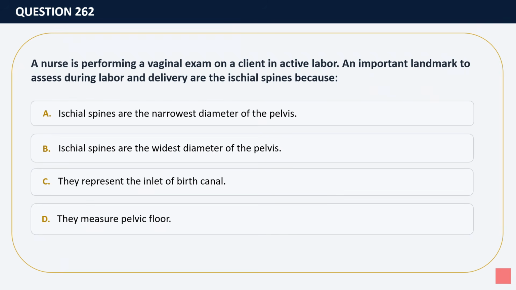Question 262. A nurse is performing a vaginal exam on a client in active labor. An important landmark to assess during labor and delivery are the ischial spines because A. Ischial spines are the narrowest diameter of the pelvis. B. Ischial spines are the widest diameter of the pelvis. C. They represent the inlet of birth canal. D. They measure pelvic floor.